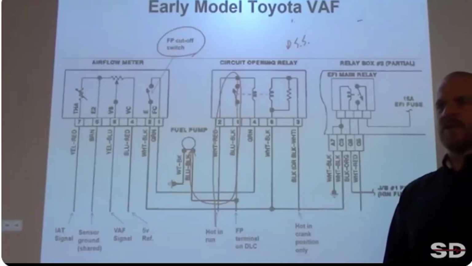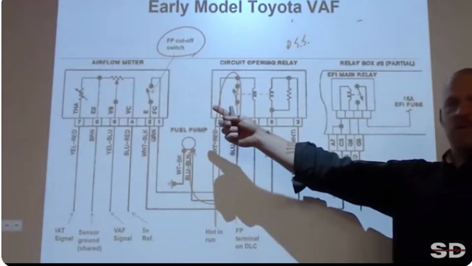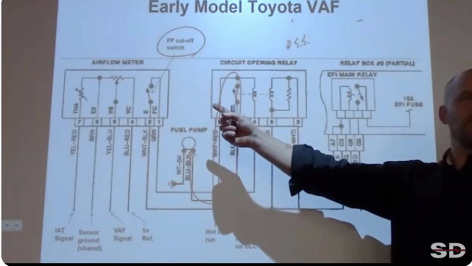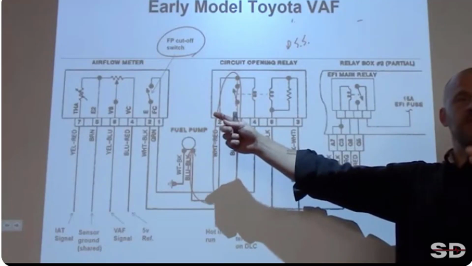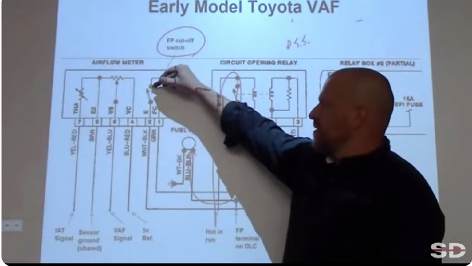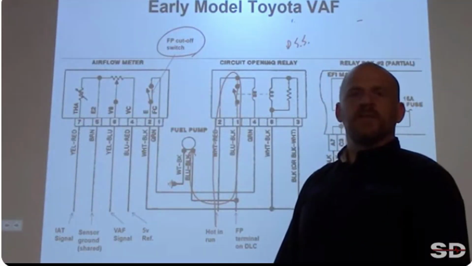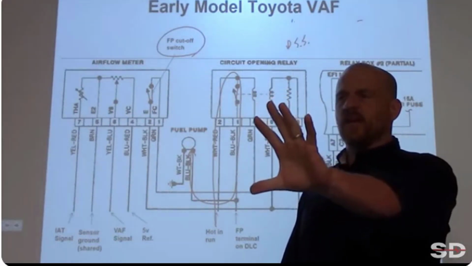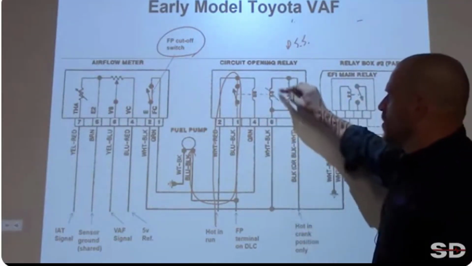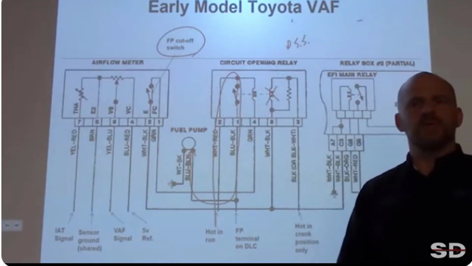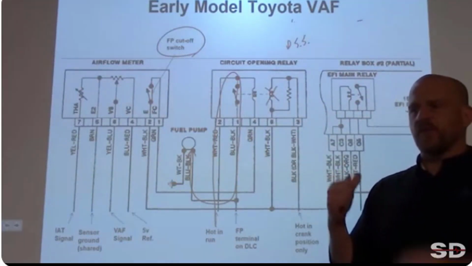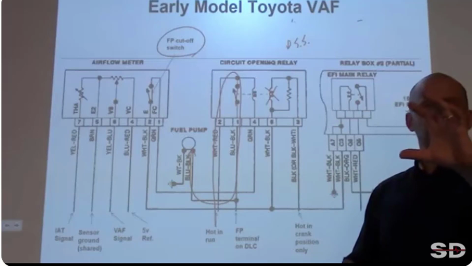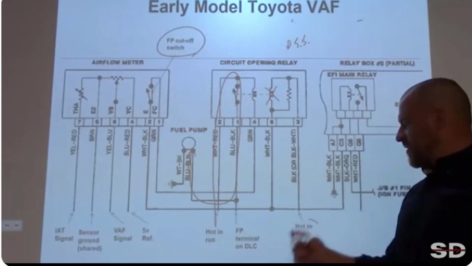Car starts. What happens to the door? Airflow meter door. Door opens. What happens to this switch? Closes. The whole time the door is open, that switch is closed. Now I let off the key, we lose this coil. Does everyone understand that we will lose the magnetic field of that first coil the second I let off the key? Why is that? Because it's hot in crank only.